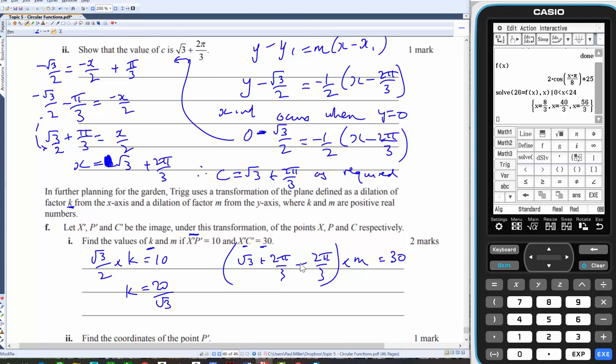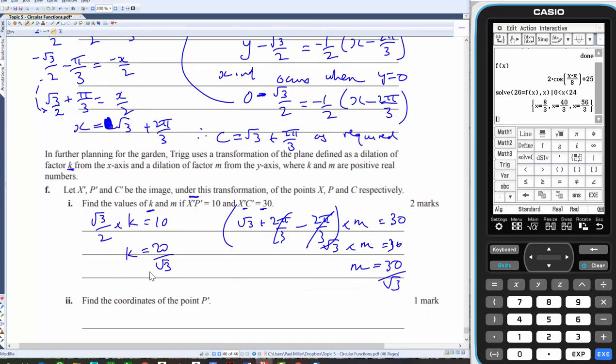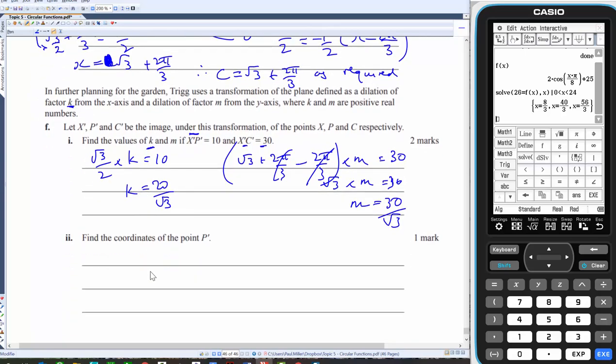So what are we doing here? This is going to cancel out. Now I've got root 3 times m equals 30. M equals 30 on root 3. Again, you could rationalize that if you wanted, but there's no point in my mind doing that. If you stuff up the rationalize, you lose the mark for it.